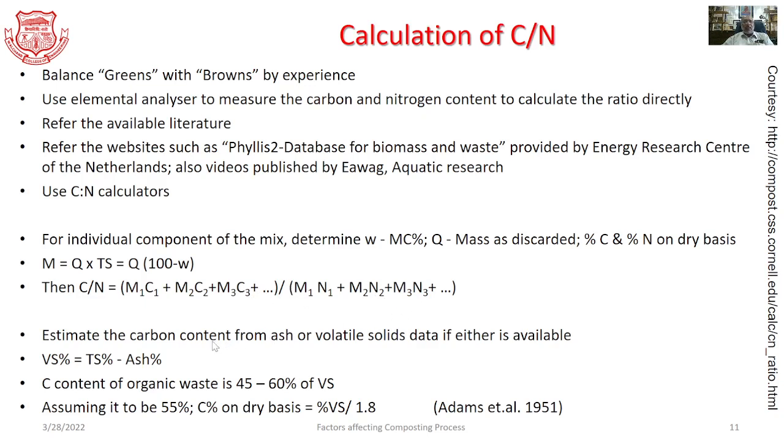Also, we can estimate the carbon content from the percentage ash or percentage volatile solids data if either of them is available. The volatile solids is worked out by deducting the content of ash from the total solids. The C content of the organic waste ranges between 45 to 60% of the volatile solids. So assuming it to be 55% as suggested by Adams et al., C percentage on the dry basis can be worked out as percentage of the volatile solids divided by 1.8.